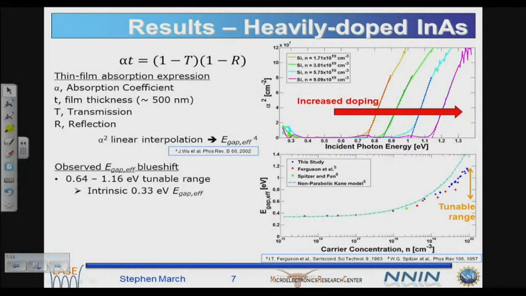And that's much larger than the 0.33 electron volt effective gap range. N-type materials were more responsive than P-type. And we saw this divergence towards non-parabolic behavior that we expected from different literature values.